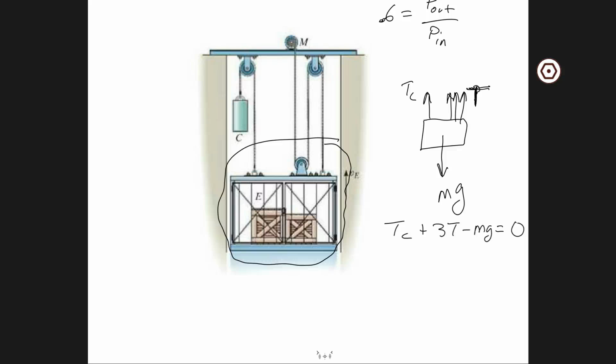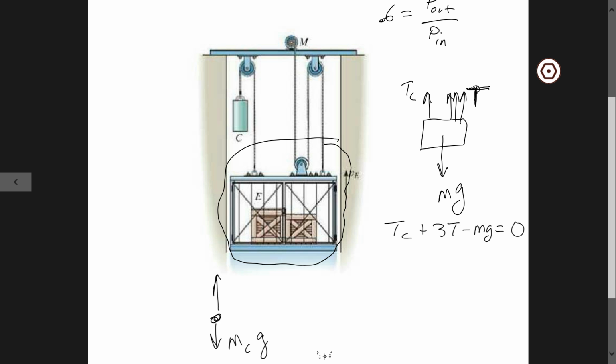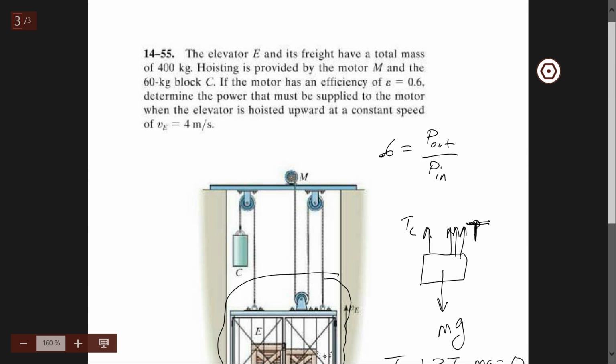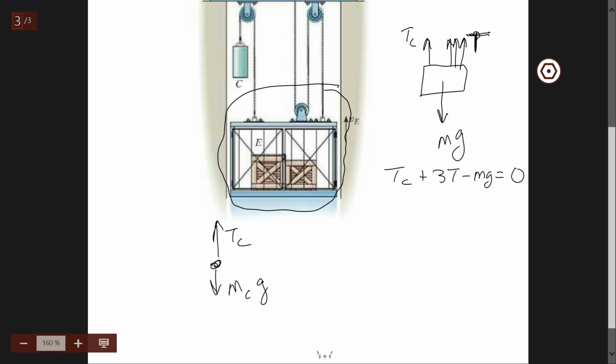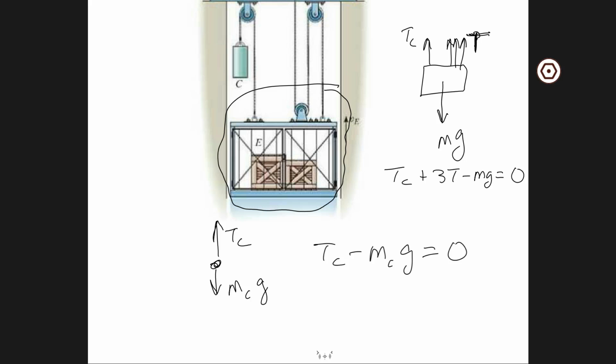Okay, then what do you do? Yeah, there's more than one mass, right? So don't be surprised if you're not done until you do a free body of both masses. Oh, okay. So here's C. You've got MC g, and you've got TC. And they give me the mass of C, thank goodness. So here I say, all right, TC minus MC g equals what? 0. Because if the elevator's going constant, then the C is coming down constant, right?